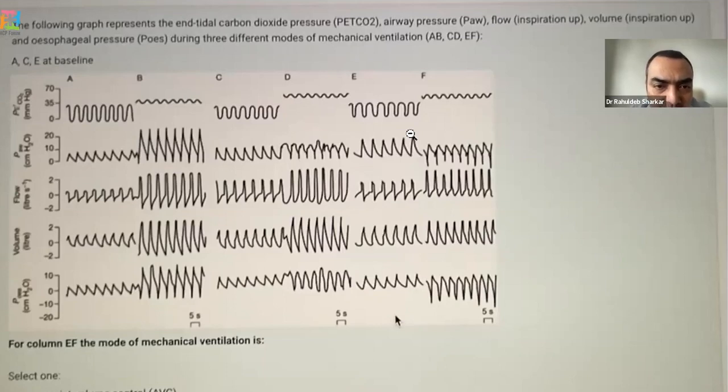There is a little bit of a downstroke in the flow there. And so I think it is most likely pressure support. I might be wrong, but that's how it seems to me.